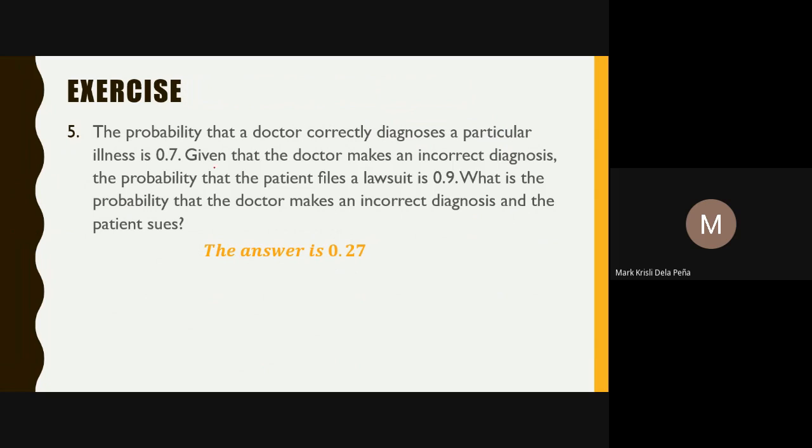The probability that a doctor correctly diagnoses a particular illness is 0.7. Given that the doctor makes an incorrect diagnosis, the probability that the patient files a lawsuit is 0.9. What is the probability that a doctor makes an incorrect diagnosis and the patient files a suit? The answer here is 0.27. Why do you think it is 0.27? Get your pen and paper and solve this problem. Show your solution, and check if you get 0.27 as the answer.